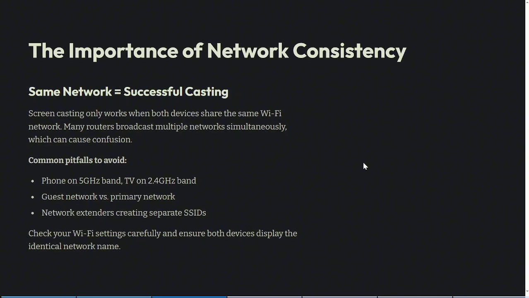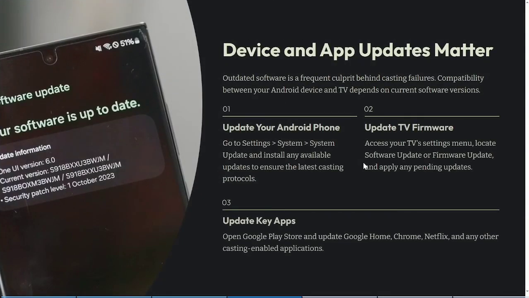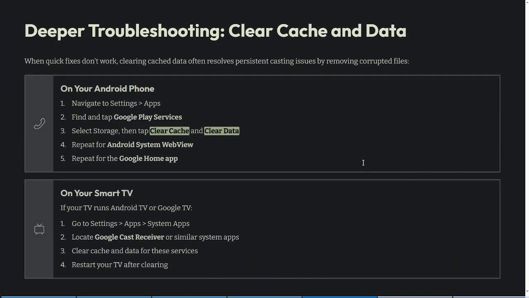On your phone, just head to the settings and find the apps and find Google Play services and tap storage. Then clear the cache and clear the data and do the same for Android System WebView and the Google Home application. And then save everything or apply everything.